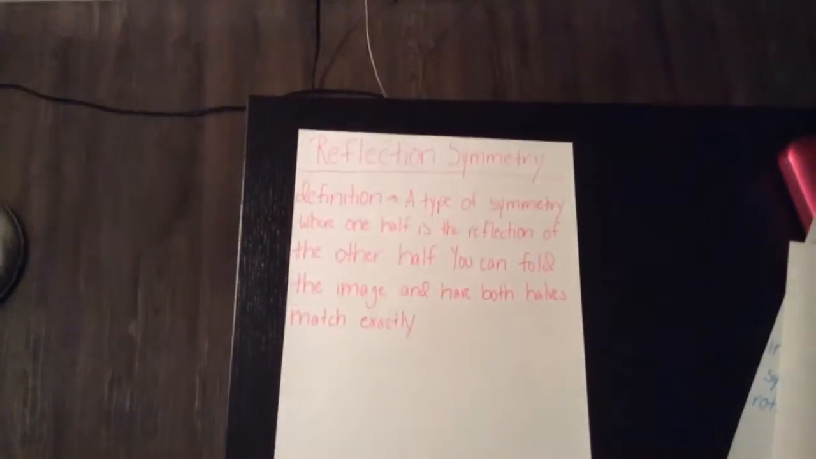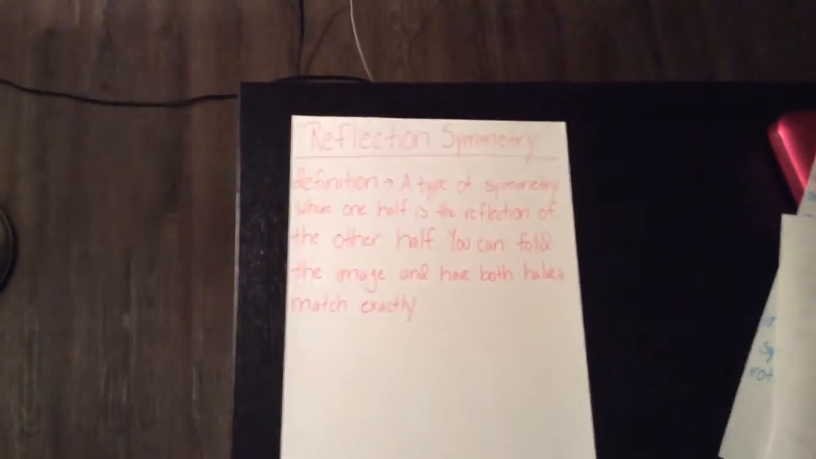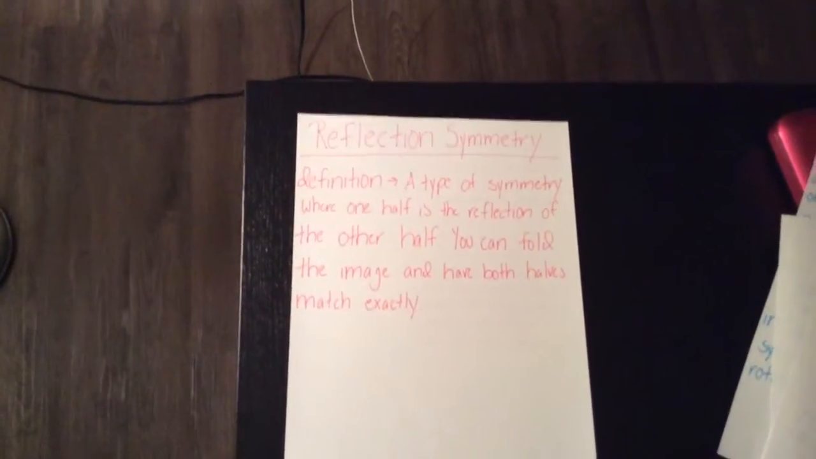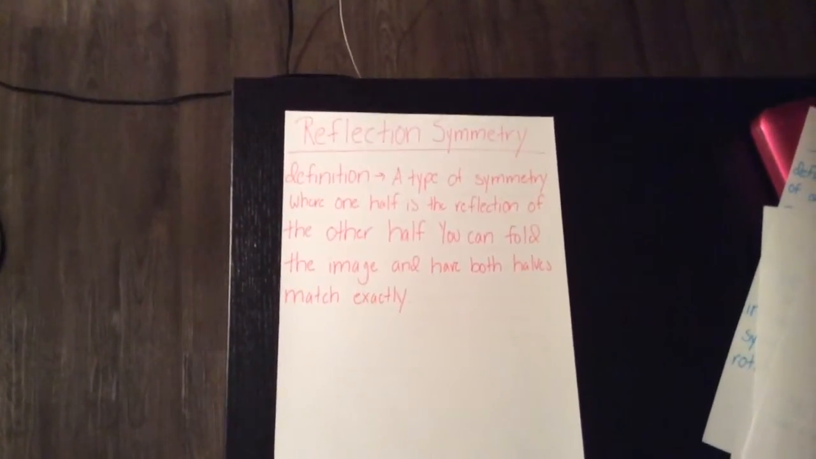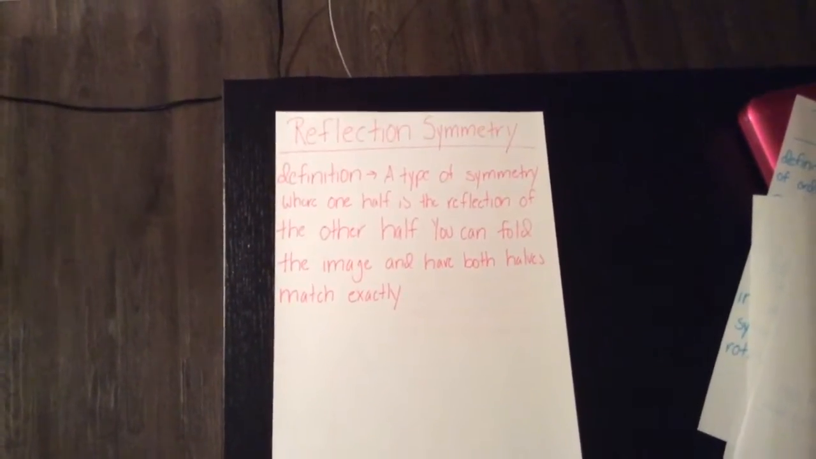Reflection symmetry can be defined as a type of symmetry where one half is a reflection of the other half. You can fold the image and you have both halves matching exactly.